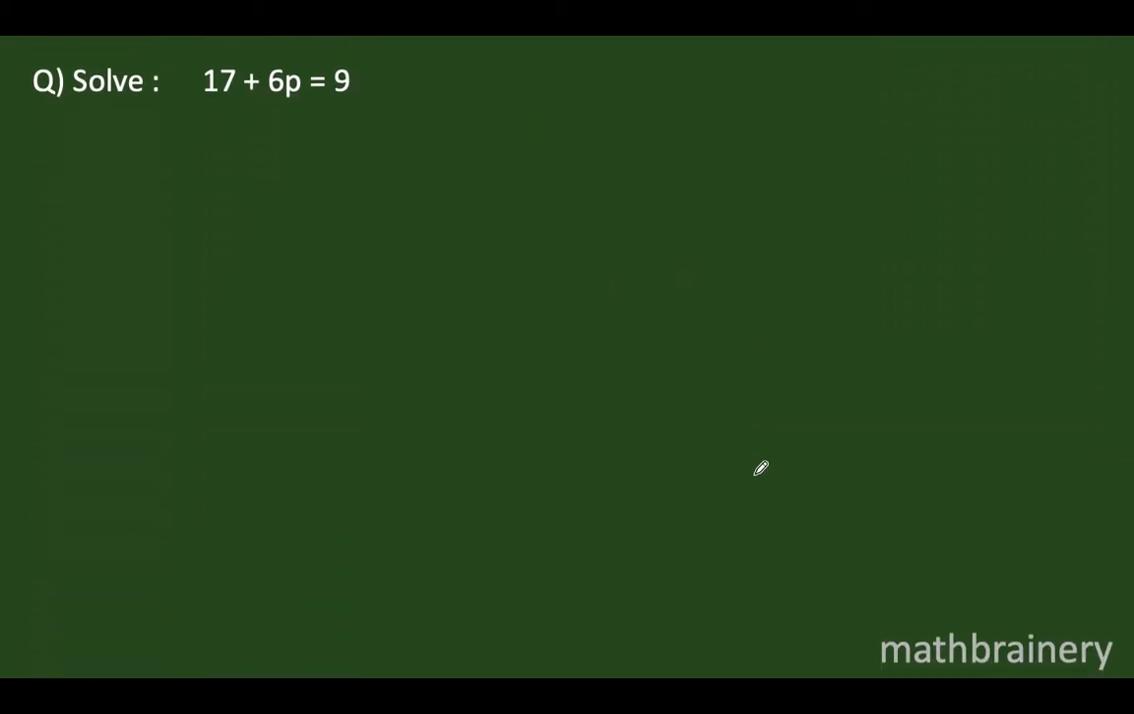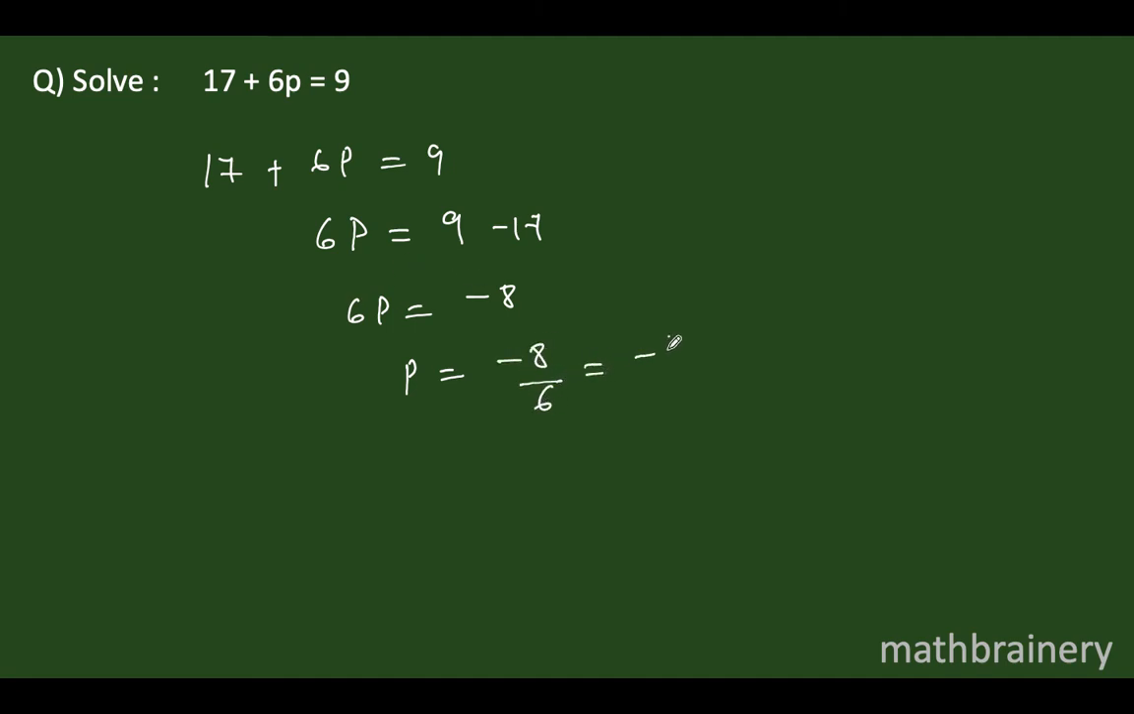Look at the next question. 17 plus 6p is equal to 9. Now let's keep the variable term on the LHS and transpose the constant term to the RHS. It must be 9 minus 17. So what must be 6p? 9 minus 17 is minus 8. So what should be p? P is in multiplication with the constant 6. So when we transpose 6 to the other side, it must be minus 8 by 6, which is minus 4 by 3. So the value of p is minus 4 by 3.